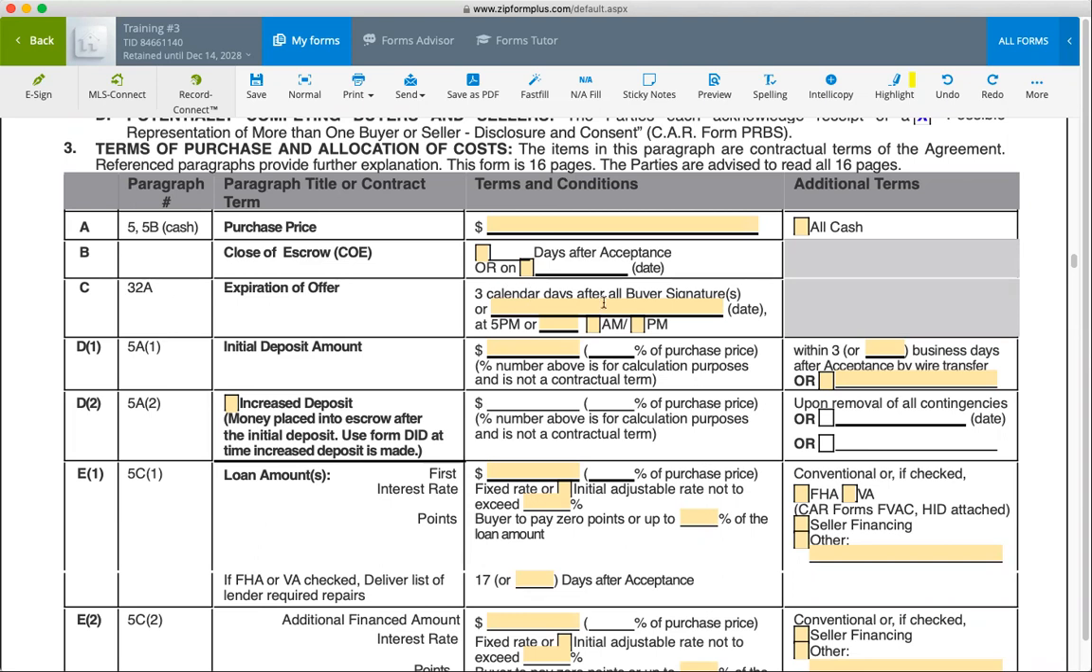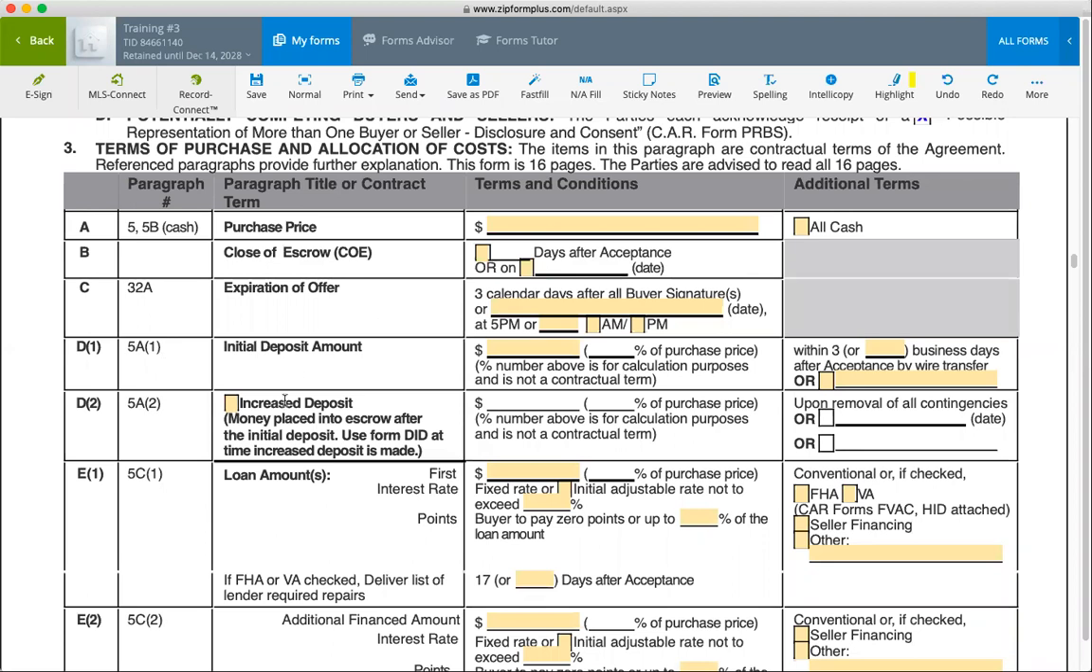But here we're just saying that the expiration default is 3 calendar days after the buyer's signature, or such and such date. And then you could put in a specific date. I saw a contract yesterday that was for 24 hours. So put in tomorrow at 5 p.m. And so that's your expiration.